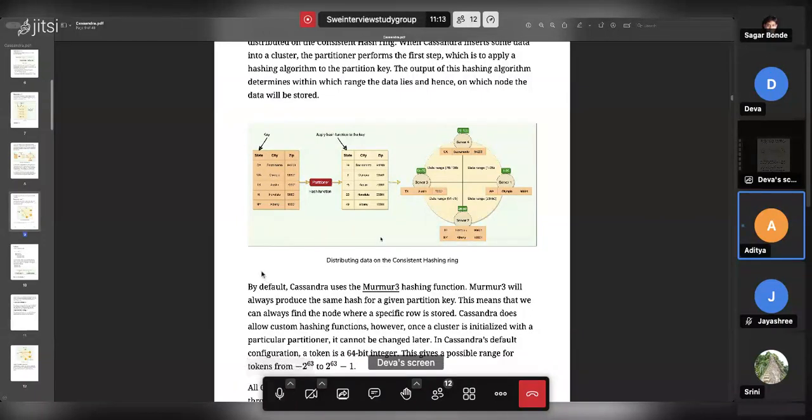And wherever the request hits, the first node is the coordinator node, and that will figure out where the data is. But if you're writing the data, then the partitioner is on the client side, which will tell which nodes to write the data.